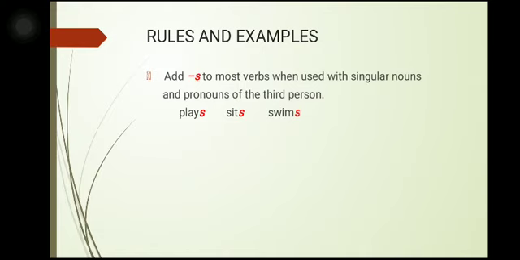So here all those singular nouns and pronouns of the third person. Which are the pronouns of the third person? He, she, it. Alright. So we'll say he plays basketball. She sits on a chair. It swims very fast. Alright. We do not use I plays. We have to use I play. Okay.